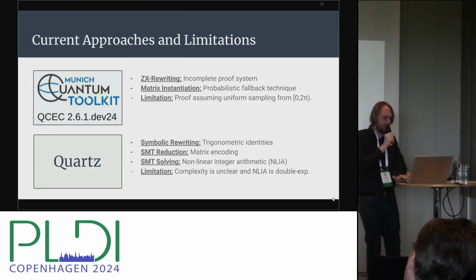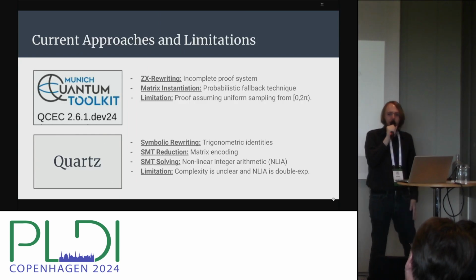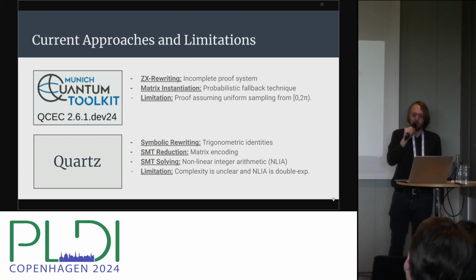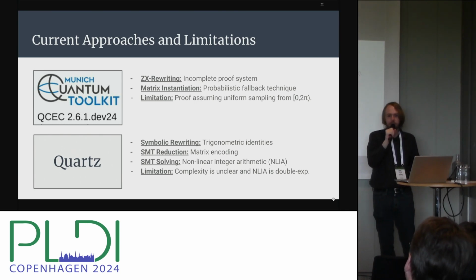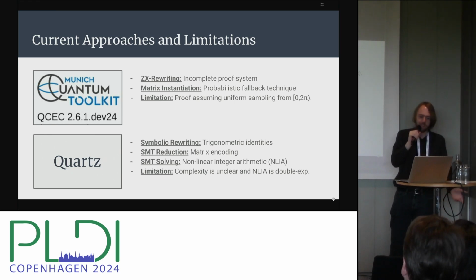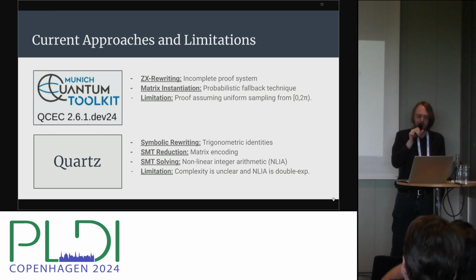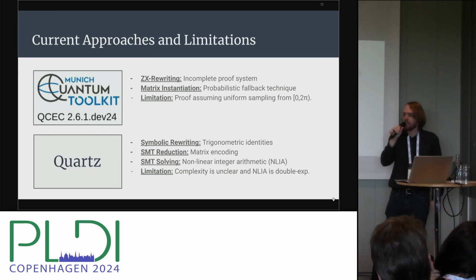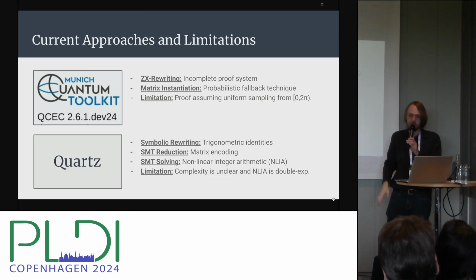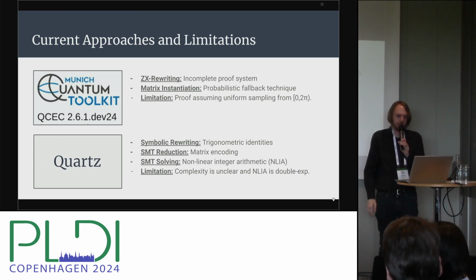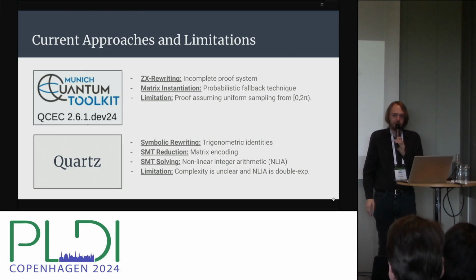So I guess a good way to start is just where the state of the art is. So two techniques that I've looked at for verifying parametrized circuits. One is in the Munich Quantum Toolkit that's been talked about a bit today. This technique starts by using ZX rewriting rules, but the system's incomplete. And if the rewriting fails, then they fall back on a probabilistic sampling method.